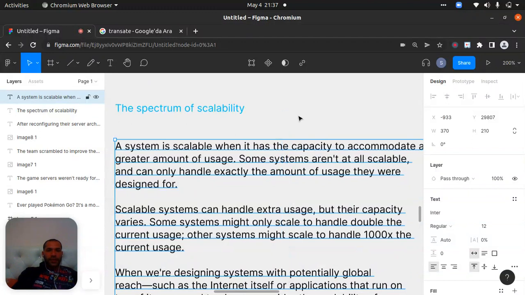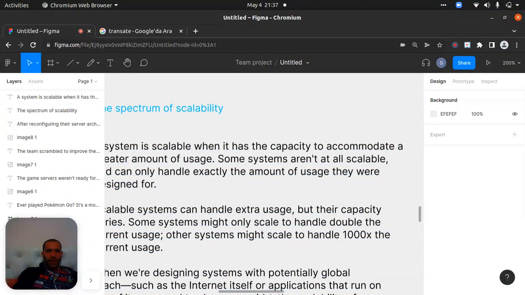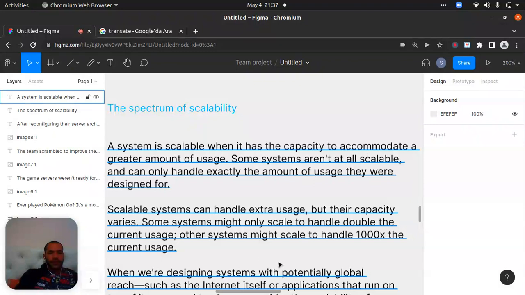The spectrum of scalability. A system is scalable when it has the capacity to accommodate a greater amount of usage. Some systems aren't at all scalable and can only handle exactly the amount of usage they were designed for. Scalable systems can handle extra usage, but their capacity varies. Some systems might only scale to handle double the current usage. Other systems might scale to handle 1000x the current usage.